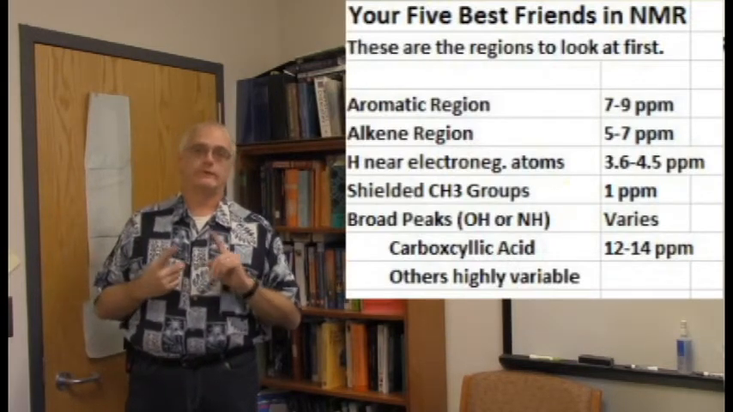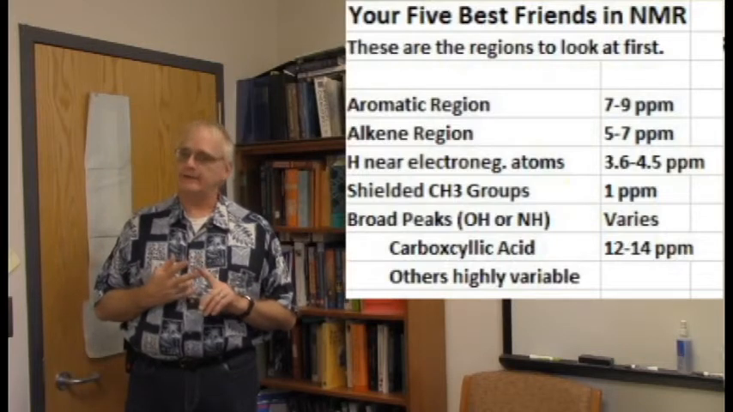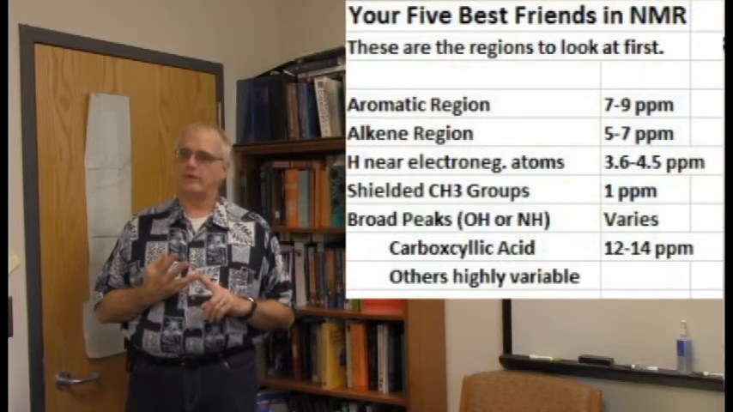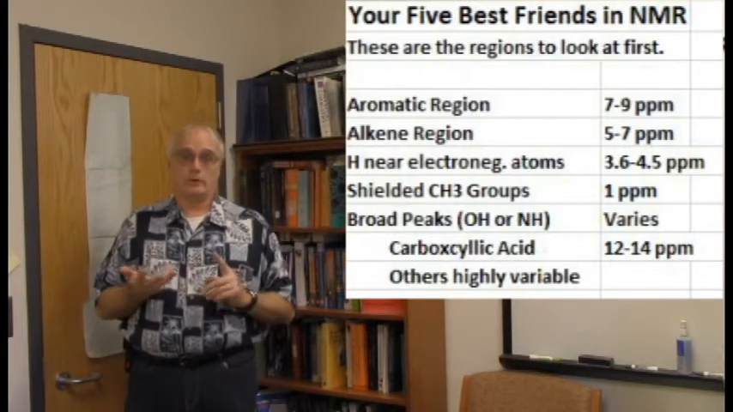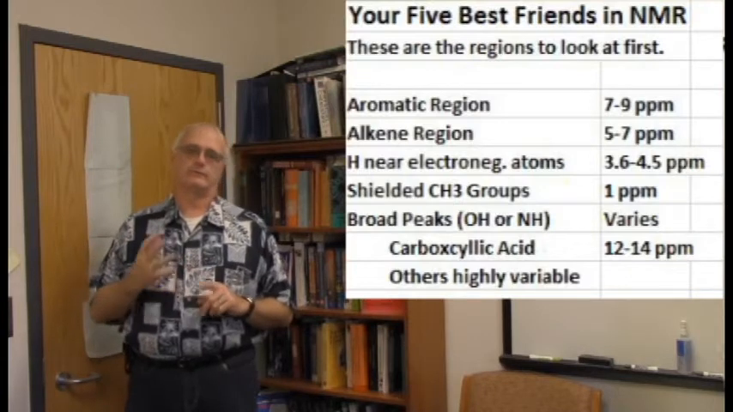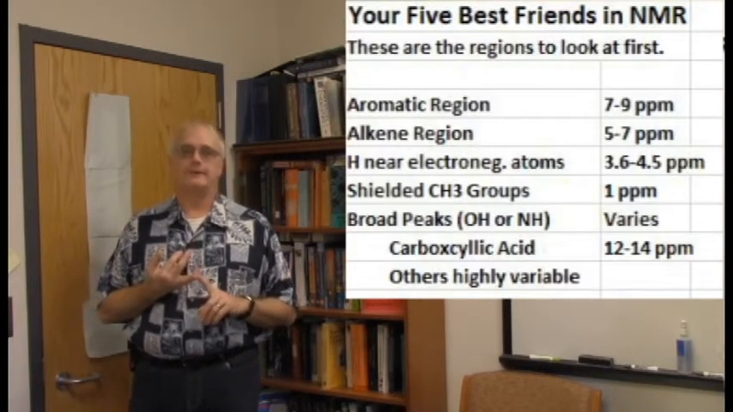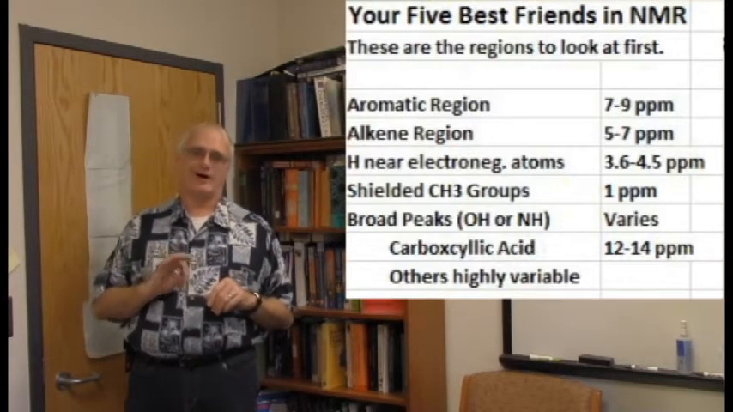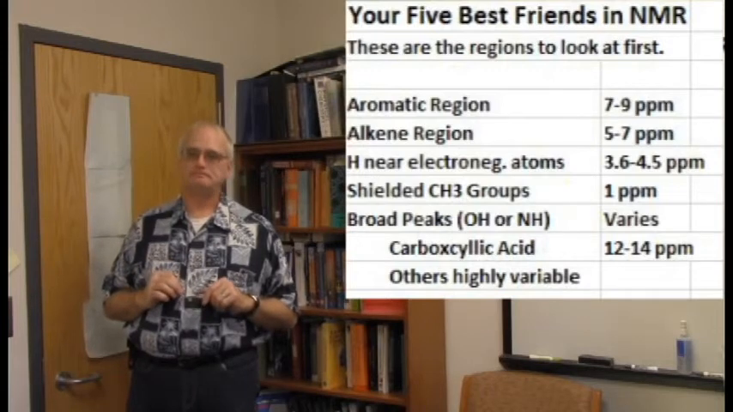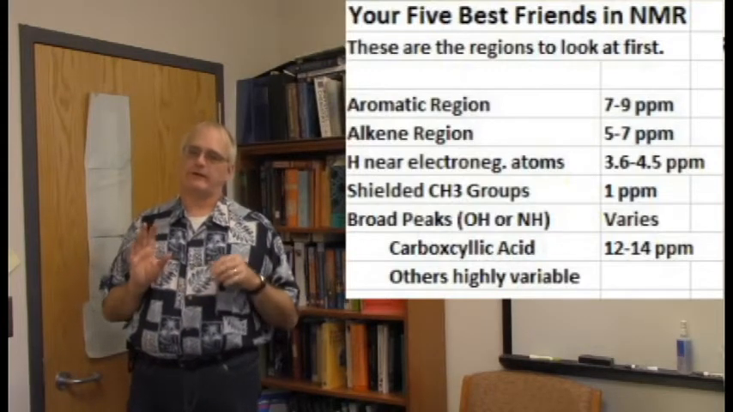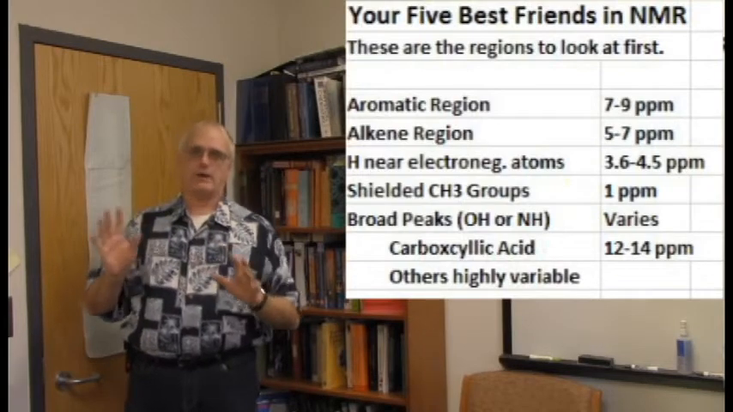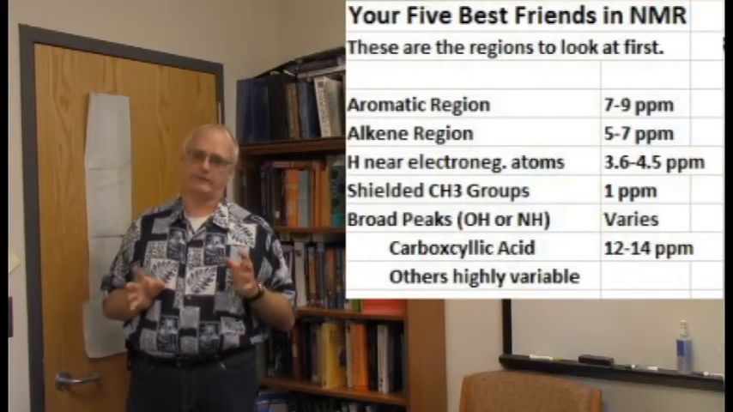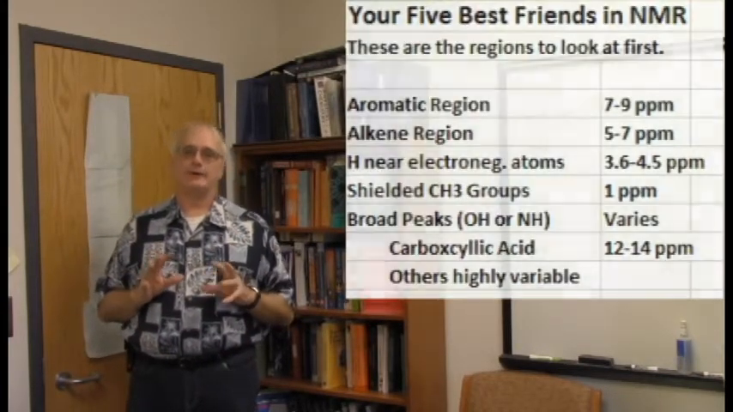So your 5 regions: the aromatic region, 7 to 9 ppm; the alkene region, 5 to 7 ppm; hydrogens near oxygen or nitrogen around 4 ppm, and near chlorine would be as well. Hydrogen on a carbon on a chlorine or a fluorine would work just as well, around 4 ppm. Shielded methyl groups around 1 ppm, and then broad peaks, hydrogens on an oxygen or on a nitrogen. Those are your 5 best friends, and they can answer an awful lot of questions without having to resort to long tables of chemical shifts or coupling constants or any of the other stuff that students sometimes like to get tangled up in.